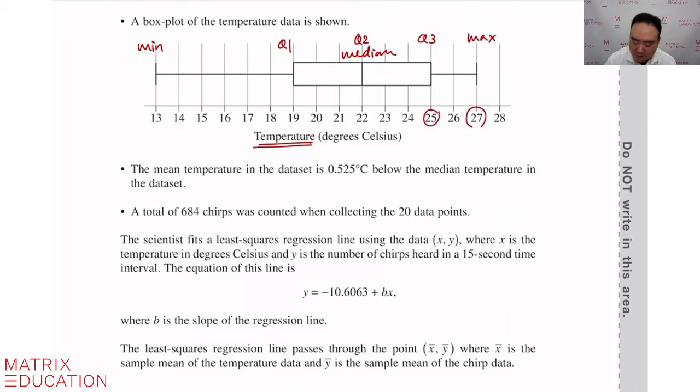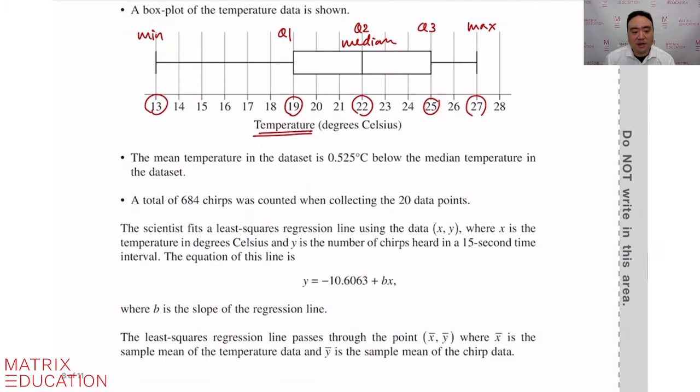So we have a few key pieces of information here, and then we need to know which one to use. The mean temperature in the data set is 0.525 degrees Celsius below the median temperature. So the median temperature here is 22 degrees, and therefore we can calculate the mean temperature straight away. The mean temperature is that much below the median. So the mean temp is 22 minus 0.525, which is 21.475.